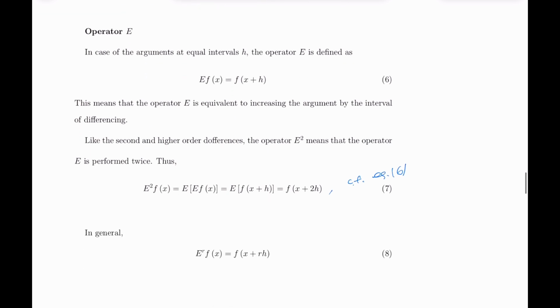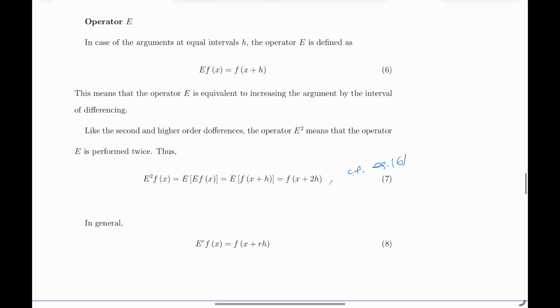Next we have another operator E. When the arguments are at equal interval h, the operator E is defined as E fx is fx plus h. That means operating E on fx has the result of increasing the argument by h. This means that the operator E is equivalent to increasing the argument by the interval of differencing.